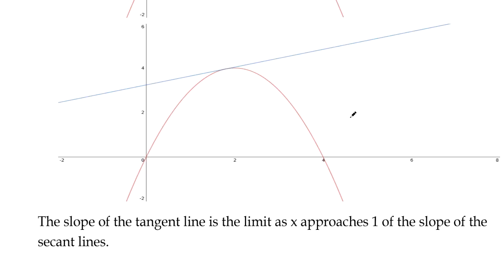So if we take the x values closer and closer to x equals 2, the slopes of the secant lines give us better and better approximations to the slope of the tangent line. So really the slope of the tangent line is the limit as x approaches 2 of the slope of the secant lines.